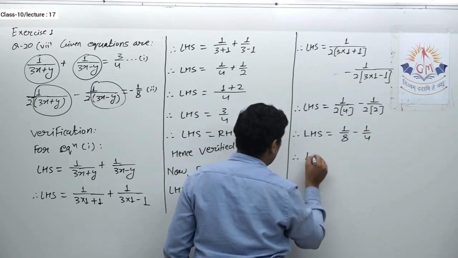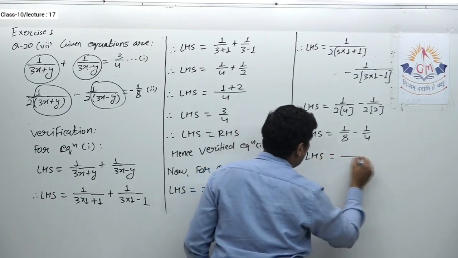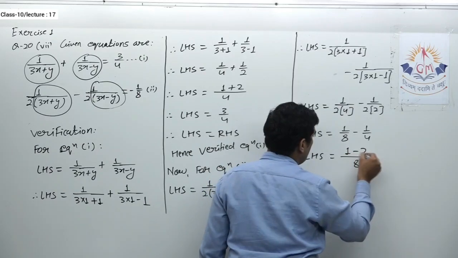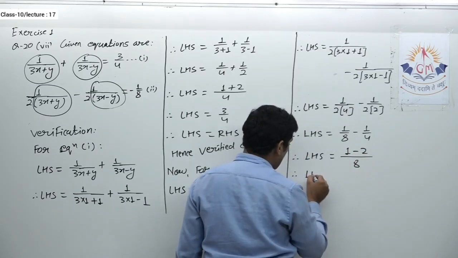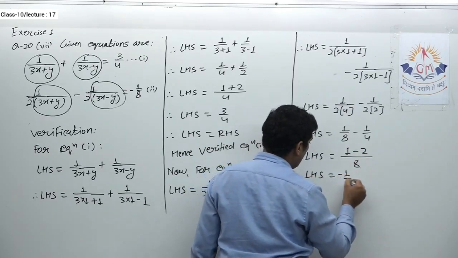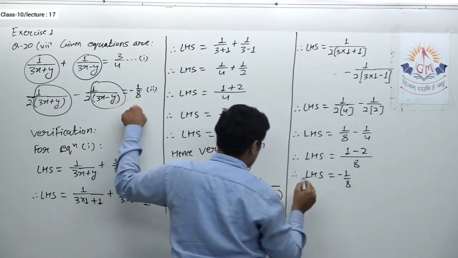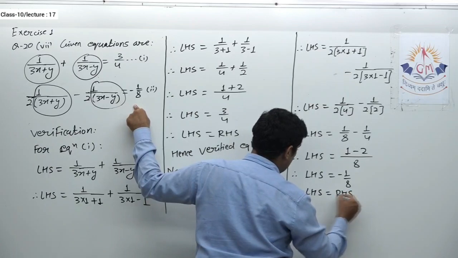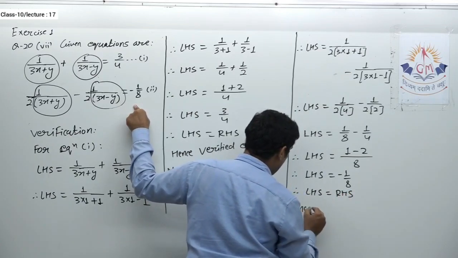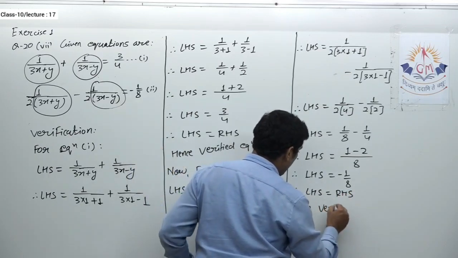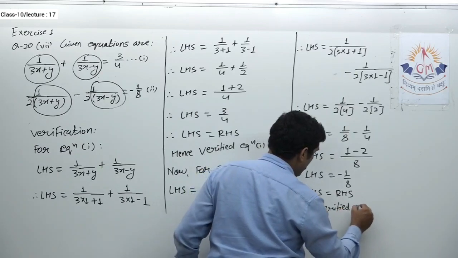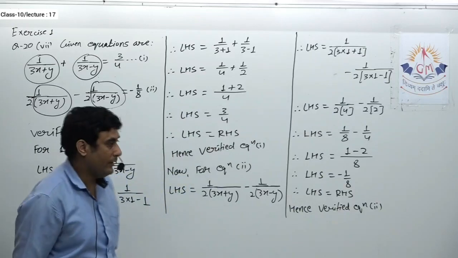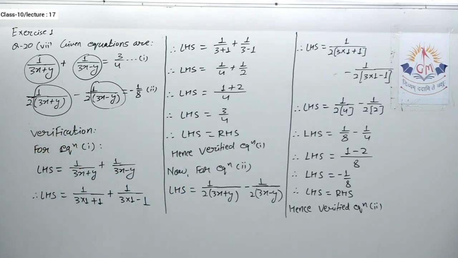Again here you have to go with the LCM, that is 8. So 1 minus 2. Therefore LHS is equal to minus 1 upon 8, which is equal to RHS. You can see over here. Therefore LHS is equal to RHS. So here I do write hence verified equation 2. So both equations are verified. So please note it down.